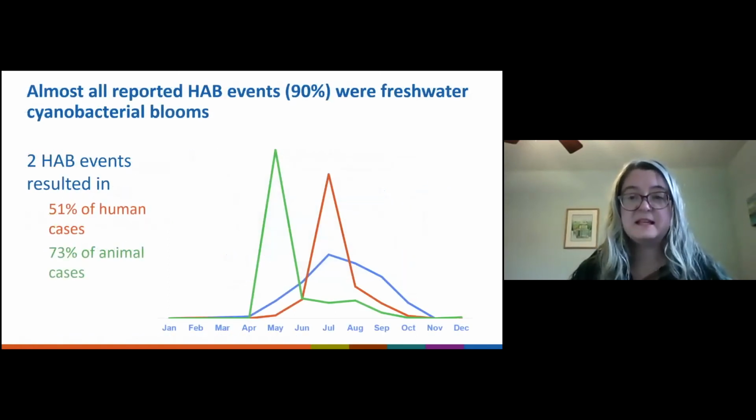As expected, HAB events and cases of illness occurred most frequently in warmer weather months, with HAB events and human cases peaking in July. Overall, 90% of reported HAB events were freshwater cyanobacterial blooms. A large multi-month HAB event was responsible for 51% of total cases of human illness. A HAB event at a lake in May affected a flock of wild birds and accounted for 73% of animal cases.